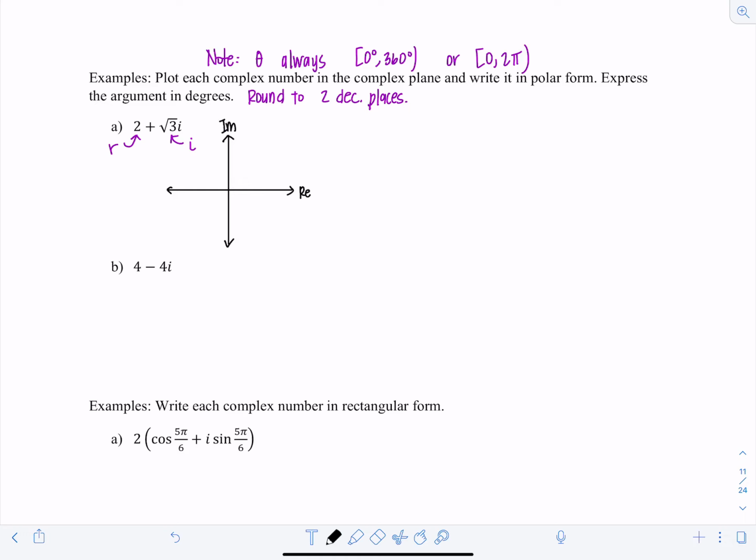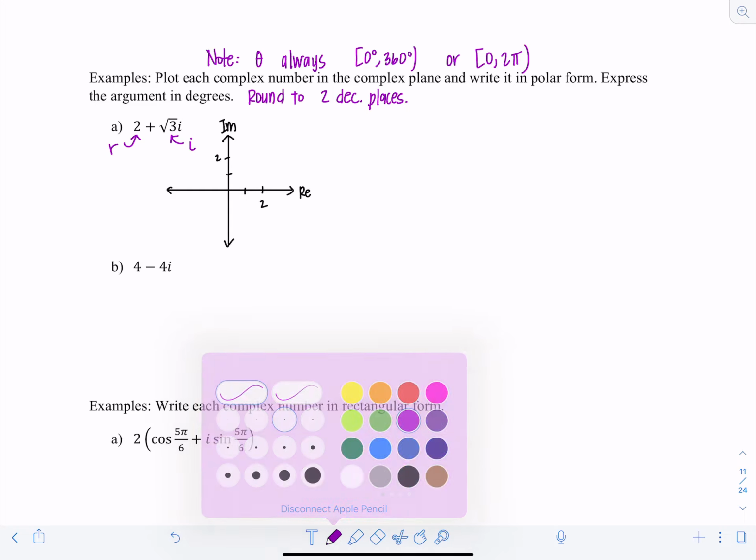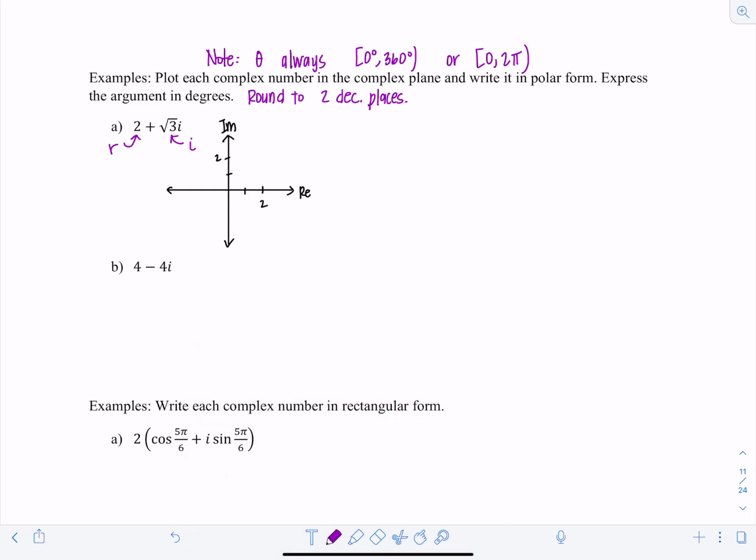And this point, I'm going to go 2 units in the real direction, and then rad 3, which is about 1.7 in the y direction, or along the imaginary axis. So 2, 1.7, looks like it's about there. Okay, so there's my point.